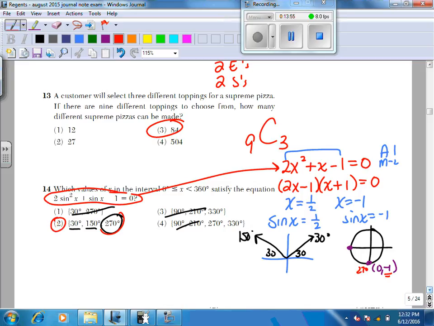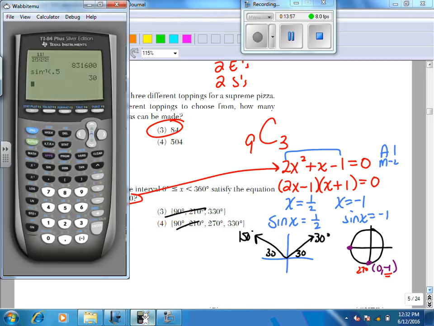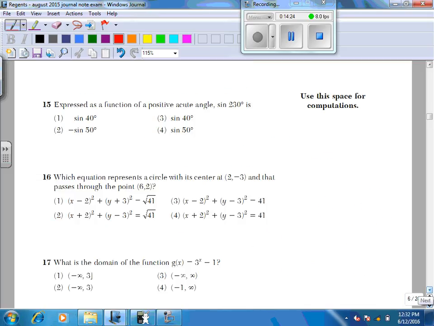Again, you could use your calculator to do this. Instead of 2 sine squared, you could do 2 times sine 30 times sine 30, because sine squared means sine 30 times sine 30. And then plus sine 30 minus 1. And it gives you 0, so you know 30 works. You could try the same thing with 150, and so on. So you could try plugging each one in.